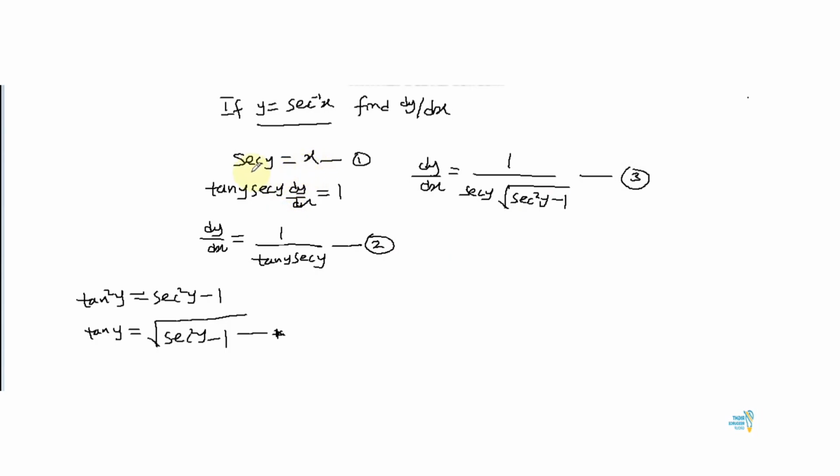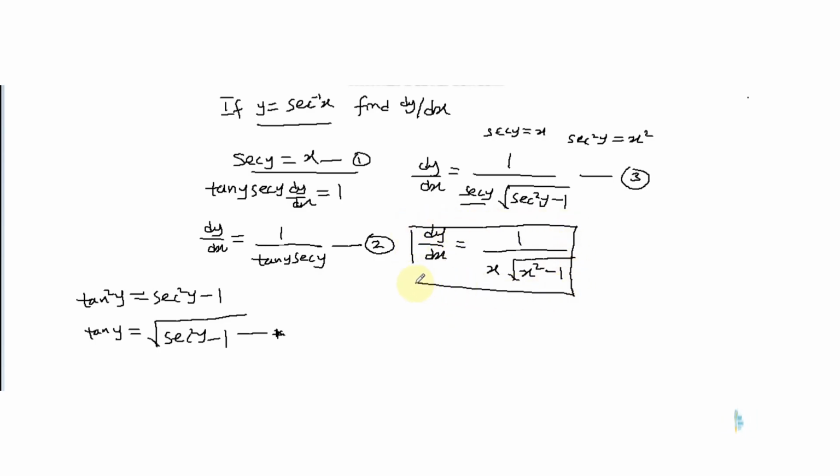Now from equation 1, we have sec y to be equal to x. It means sec squared y will be equal to x squared. Therefore this means dy/dx will now be equal to 1 all over, instead of having sec y here, we are going to have x. Then this square root, now instead of having sec squared y, we are now going to have x squared here minus 1, and this is your dy/dx for sec inverse of x.